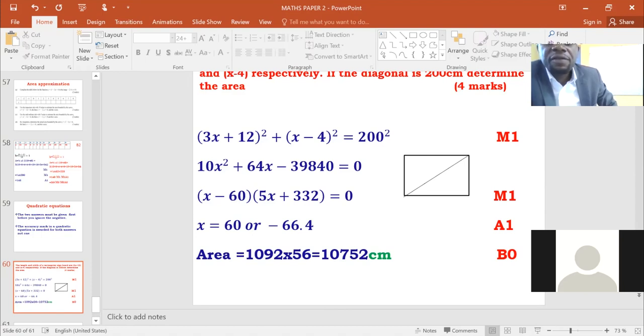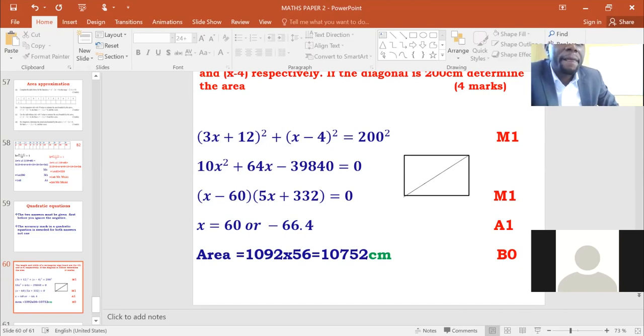Now, the last mark will be B, simply because that one you can do using a calculator. After getting the length, x is 60. You can say 60 times 3 is 180 plus 12, then you multiply by 56 and you get the area. But that student has done 1092 times 56 is equal to 10,752 centimeters. But I've awarded there B0.